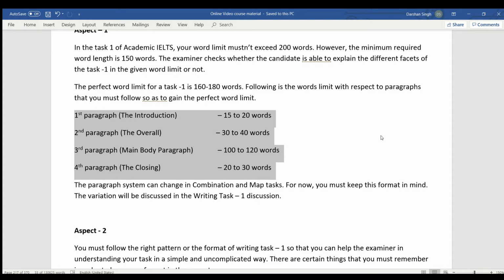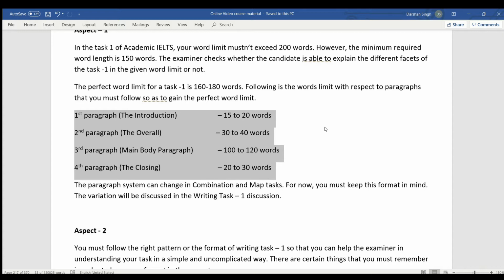The first one is always the introduction. The second para is the overall or the overview. The third one is the main body para, and the fourth one is the closing. So you can clearly see here that I've also mentioned the approximate number of words to use in these paragraphs. So you can just take a screenshot and then you can work on it afterwards. So these were the main aspects that you must keep in mind.